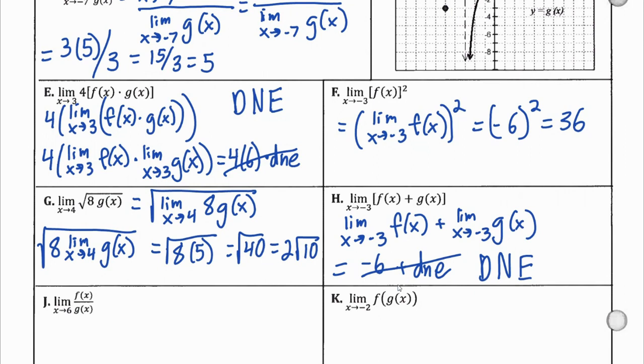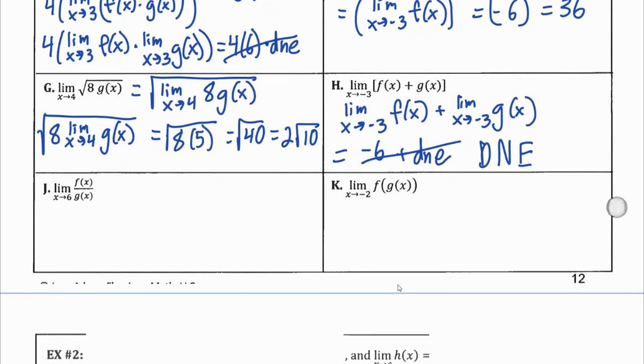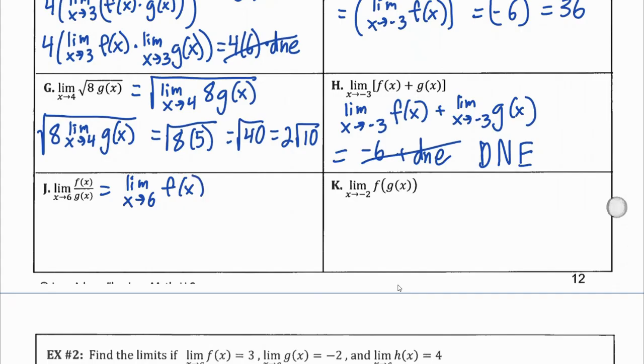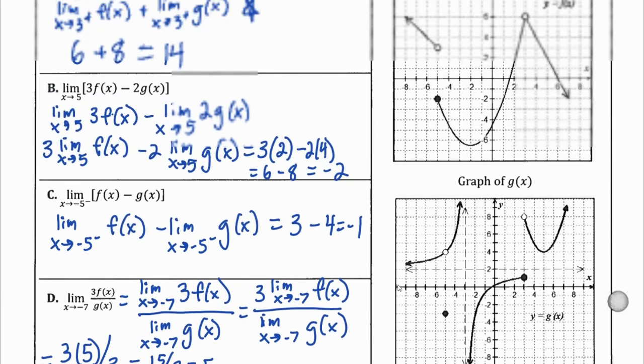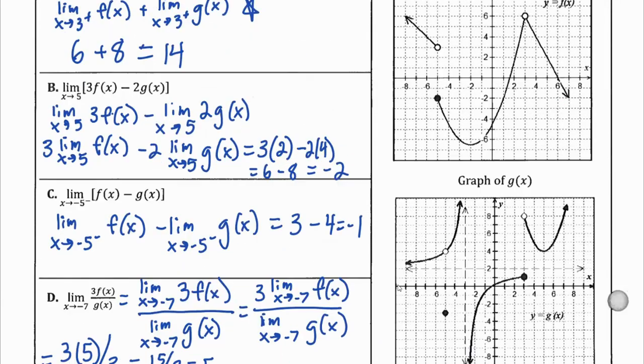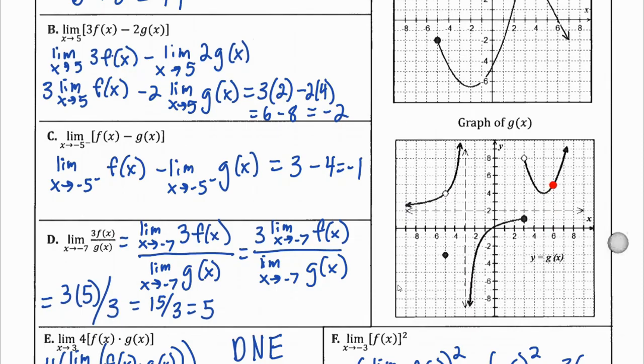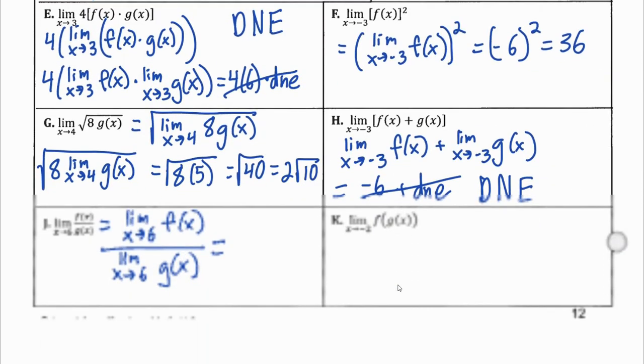Alrighty, I'd like you to try the next one. So again, what you should do is write it as 2 limits, the quotient of 2 limits, the limit as x approaches 6 of f of x over the limit as x approaches 6 of g of x. So as we approach 6 for f of x, we get 0. And as we approach 6 for g of x, we're getting 5. So this is going to give us 0 over 5.